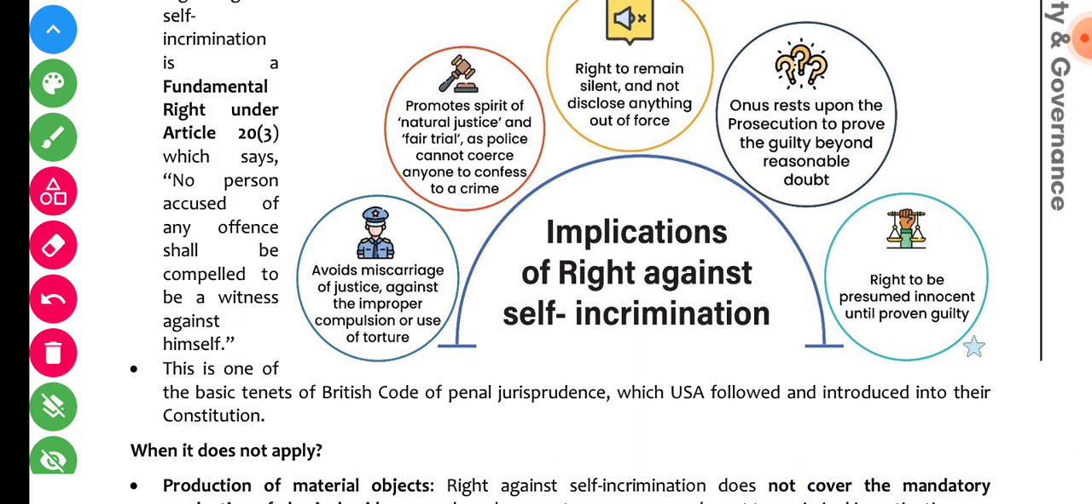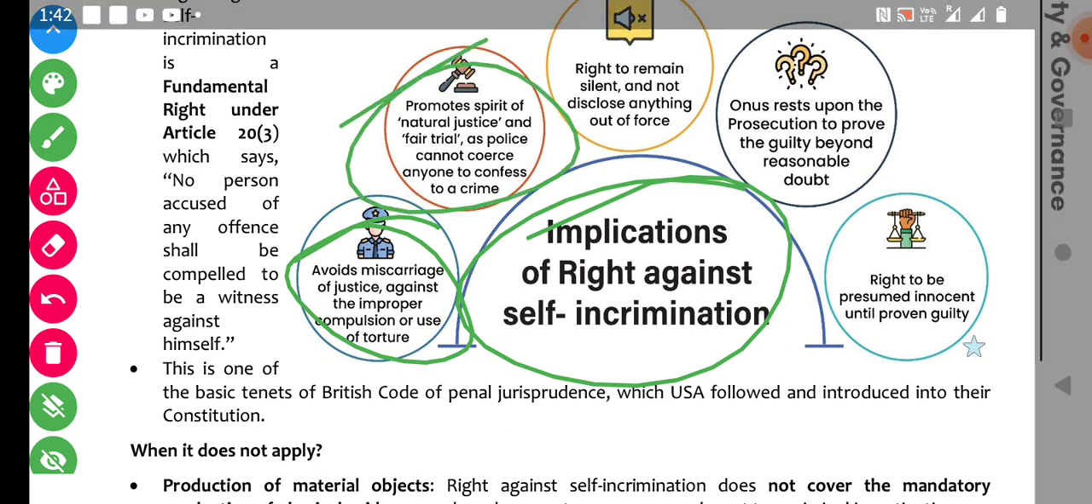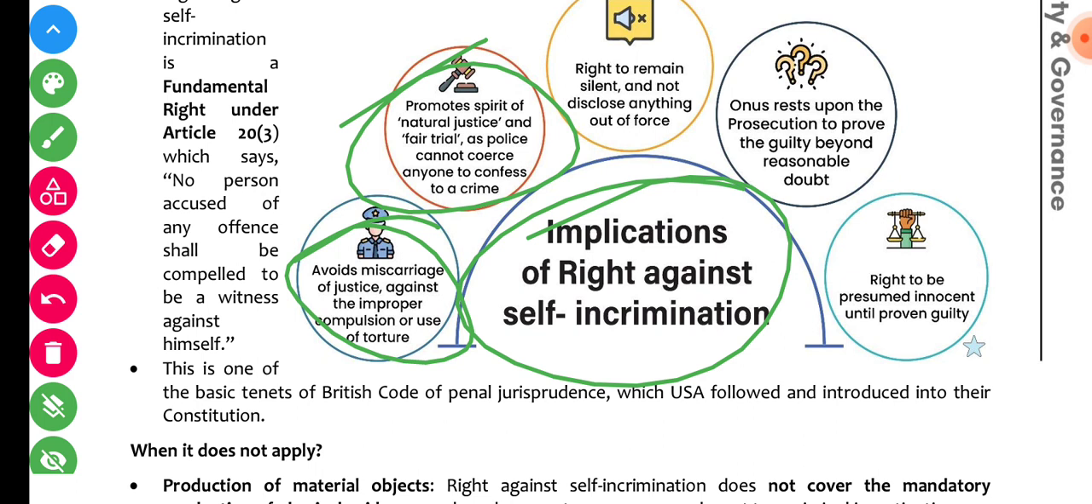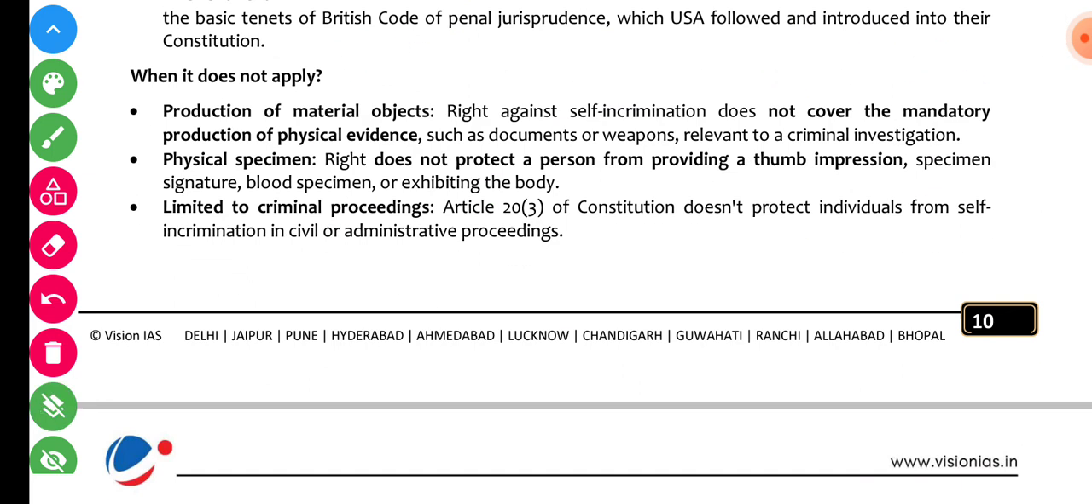And next are the implications of the right against self-incrimination. It avoids miscarriage of justice against improper compulsion or use of torture, and promotes the spirit of natural justice and fair trial, as police cannot coerce anyone to confess to a crime. It gives the right to remain silent and not disclose anything out of force. So a person has the freedom to stay silent or not disclose anything out of force, and the onus rests upon the prosecution to prove guilt beyond reasonable doubt, and the right to be presumed innocent until proven guilty. So remember this.